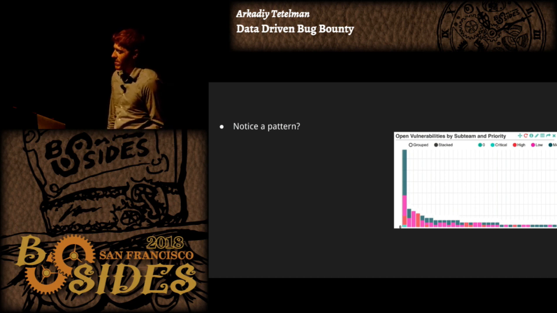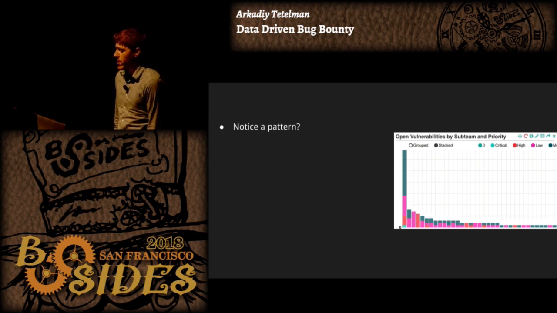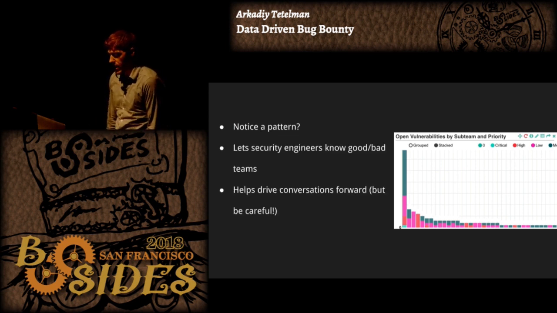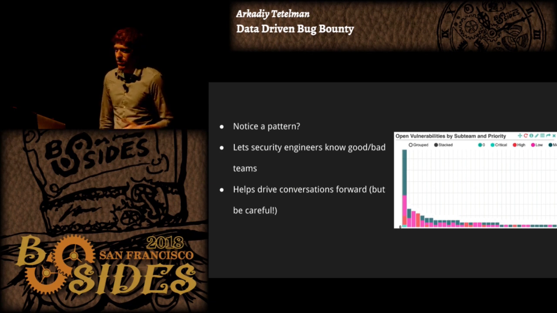I think that having a graph like this is really important for 2 reasons. The first reason, which is less important, I would say, is that it lets your security engineers know who the good and bad teams are. It's less important because they anecdotally will already know, but this way you can quantify it and put it on a graph. I think that's valuable. The second, more important reason is that you can use a graph like this to drive a conversation forward with that team. You can reach out to that team's manager or whoever the relevant stakeholders are for that team and start to figure out what's going on, how can we resolve this issue.